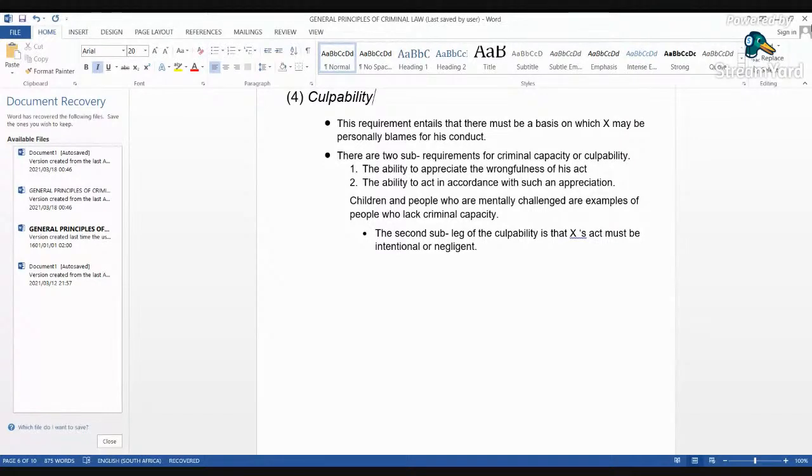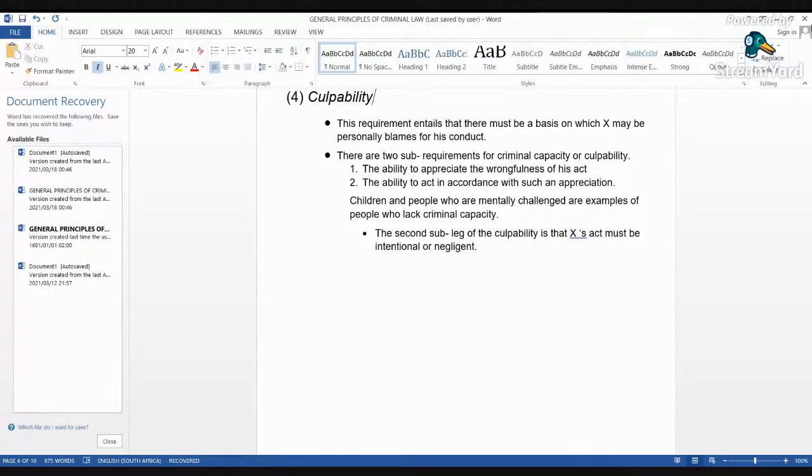There are two sub-requirements for criminal capacity, or culpability. The first one is the ability to appreciate the wrongfulness of this person's act. And the second one is the ability to act in accordance with such an appreciation. Let's go back to the first one, the ability to appreciate the wrongfulness of his act.